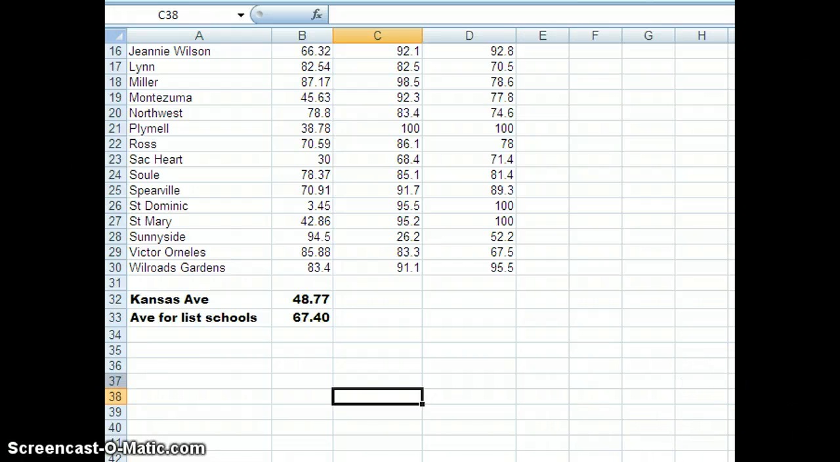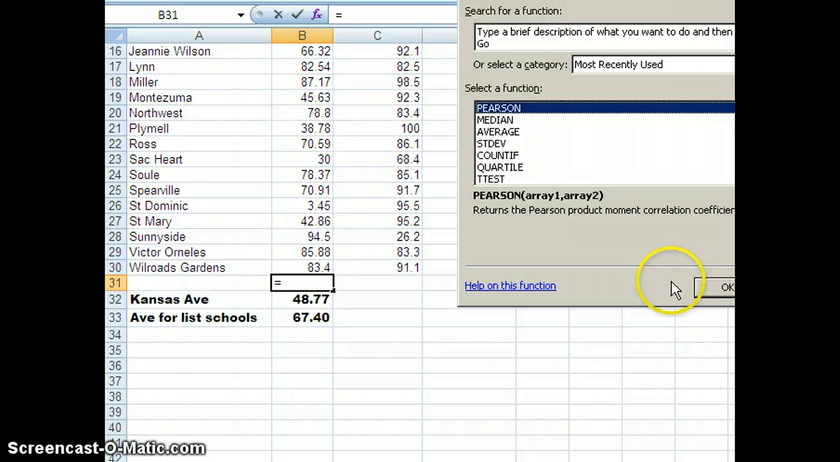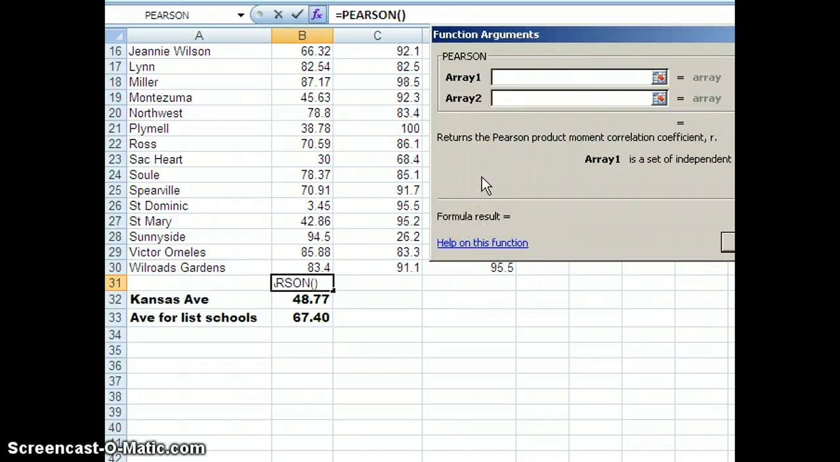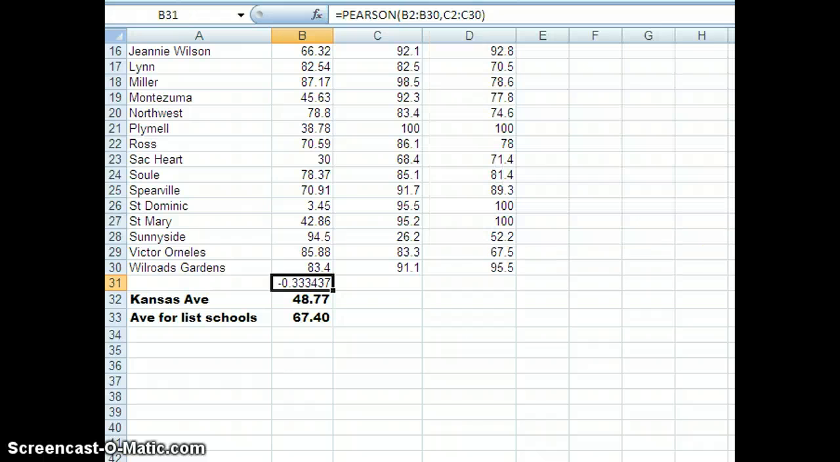So, okay, for this group of schools, now this is the average for Kansas in terms of economically disadvantaged students. This is the average for the schools on this list. So you see quite a bit of differentiation. And when I go in here and do a Pearson, which I'm going to try to do, and let's hope it works out quickly, I put in the number of arrays. My first column is B, and that's the ED percentage, so I put B2 to B30. That's the schools on my list. And for array 2, I want to put C2 to C30. And if I did that right, I think I did.